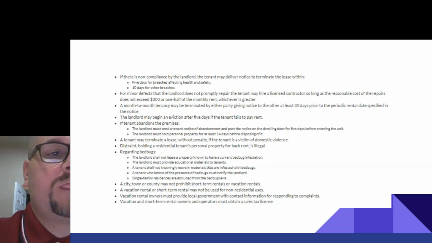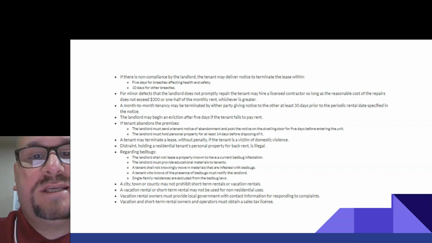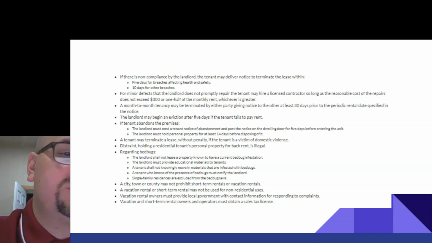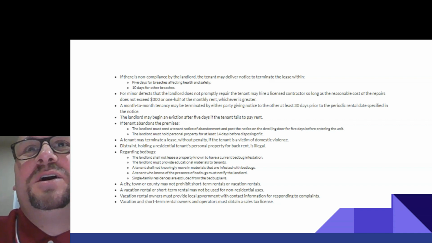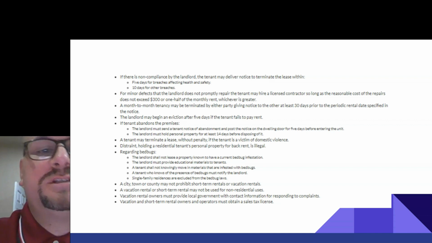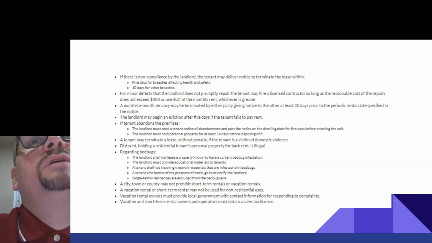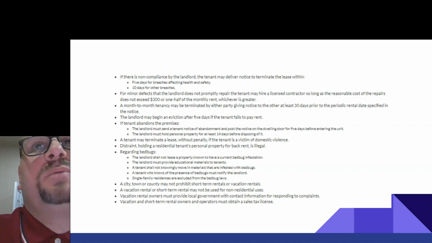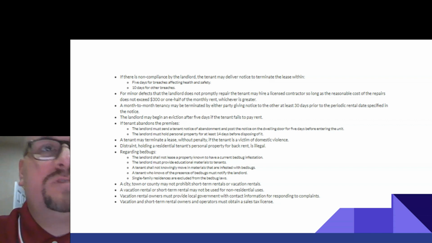Terminating the lease. Distraint, holding a residential tenant's personal property for back rent, is illegal. So it's called distraint. Say they don't pay. I've heard stories of a landlord saying, oh, this PlayStation 5 is mine now. No. Just because they can't pay, you can't take their personal property. That's illegal. You can go to jail. So you don't do that. Now, can you hold their deposit? Sure. That's what the deposit is there for. But their personal property, like a PlayStation 5 or some of their clothes, you can't claim any of that.